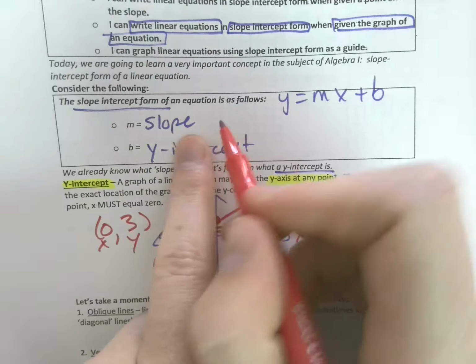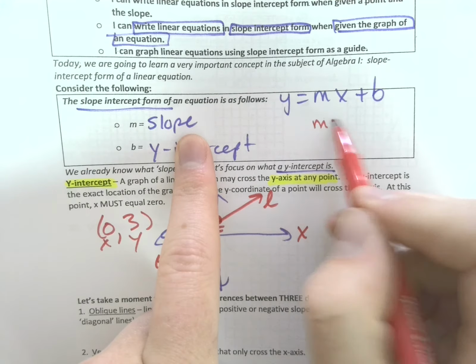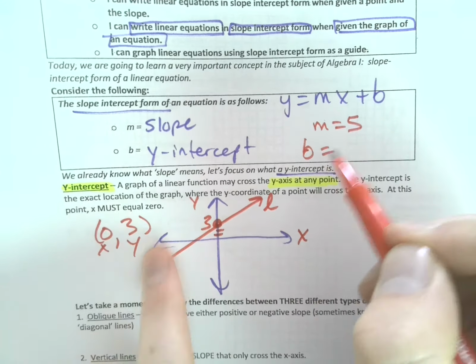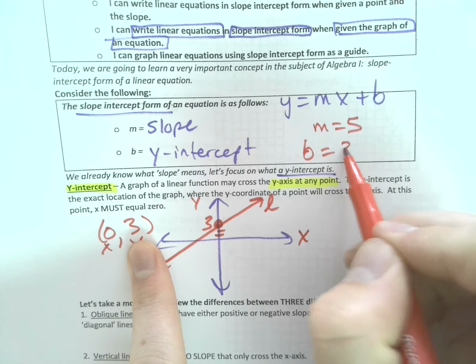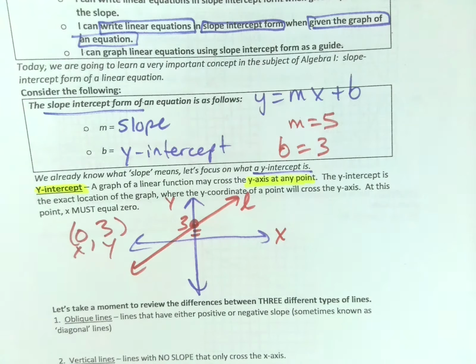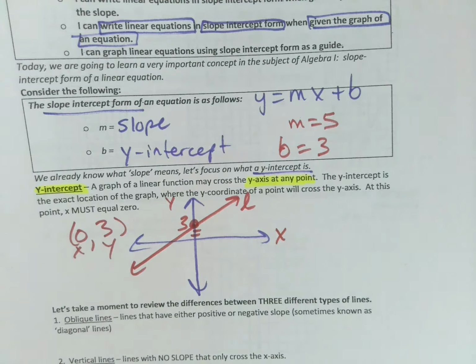Somebody give me a slope. We'll say m is 5. And then we'll call b, do you guys want to use the one we found down here? We'll say 3. So what would our equation look like if you had your m and your b?